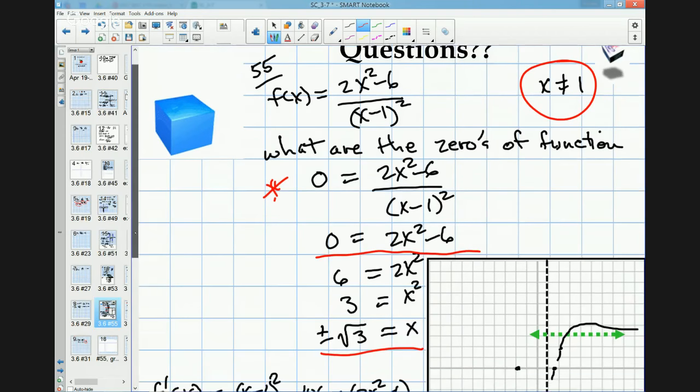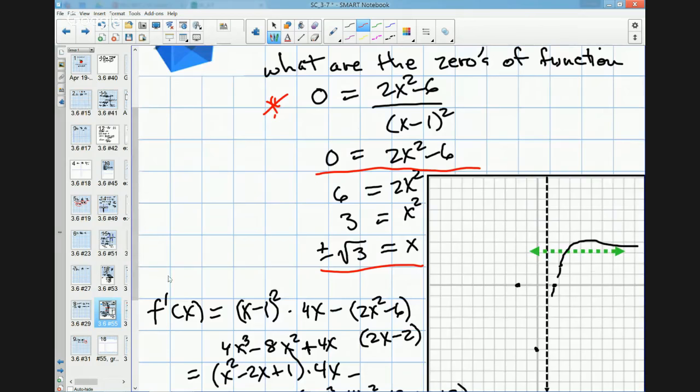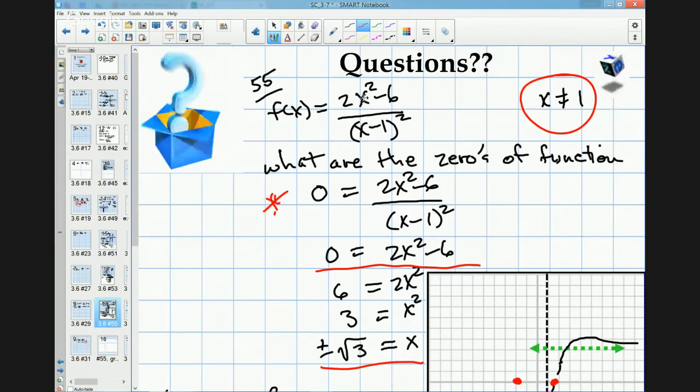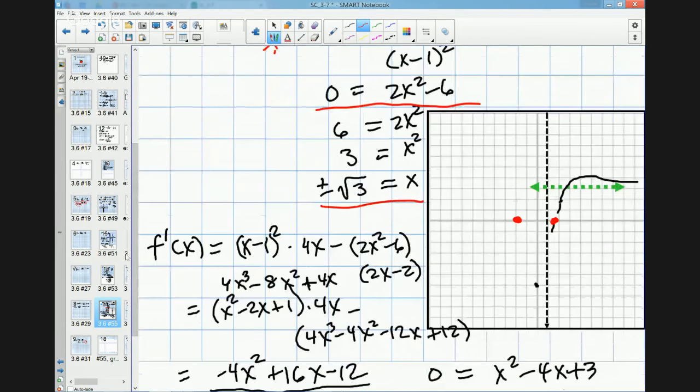One is at about 1.73, and the other one's at about negative 1.73. So here are the two points that we just found. All right, so we've got intercepts. How about y-intercept? Okay, the y-intercept will happen when x is 0. Well, that's easy to calculate, isn't it? Just plug x equal to 0, and what do you get? On top, you get a negative 6, and on the bottom, you get a 1, and negative 6 over 1 is negative 6. So that's this point. Okay, so we've got one y-intercept and two x-intercepts.